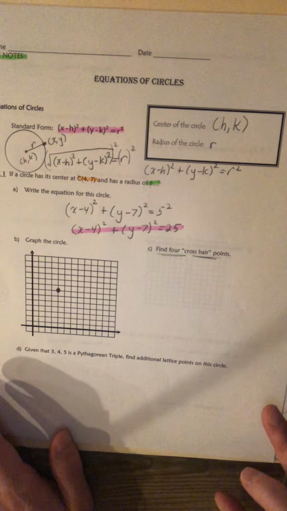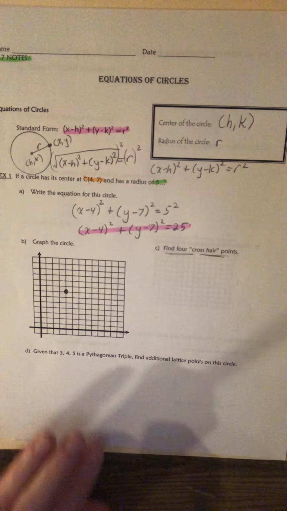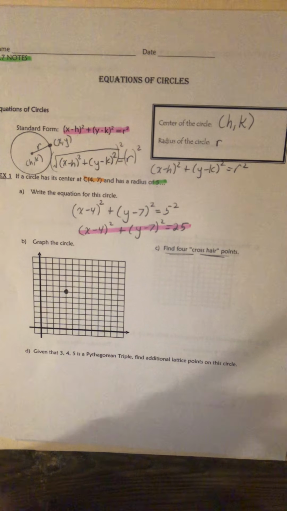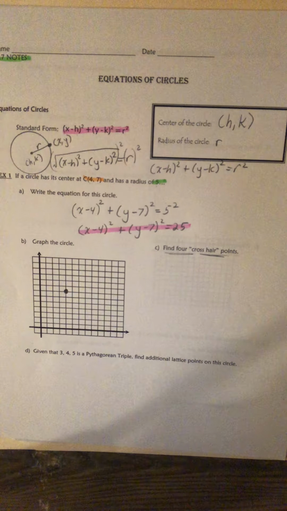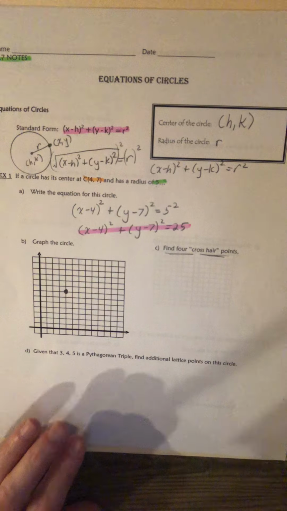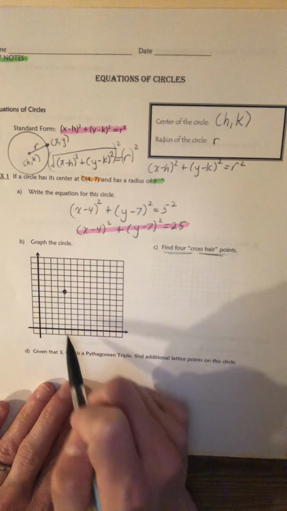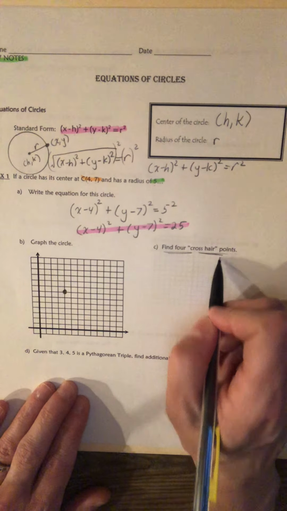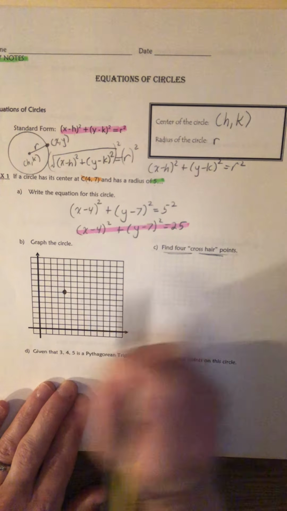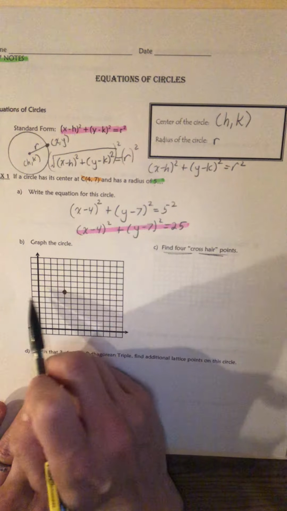What does that mean? What that means is if I know the radius is 5, there's 4 easy ways to draw a radius from that point. Meaning I'm going to go right 5, up 5, left 5, and down 5. Those would be my 4 crosshair pins. So I look at them, and the reason we call it that is it makes a cross.